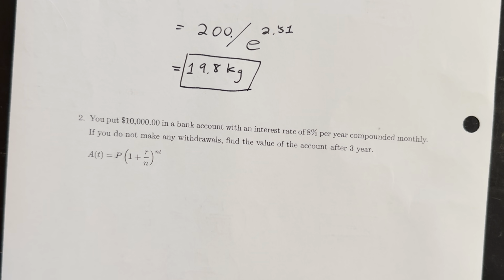Now we're going to do a different model, but I want us to note that there are definite similarities in these two models. One was physics, and the other one is banking. Here we've got compound interest. You put $10,000 in a bank account with an interest rate of 8% per year, compounded monthly. If you do not make any withdrawals, find the value of the account after 3 years.